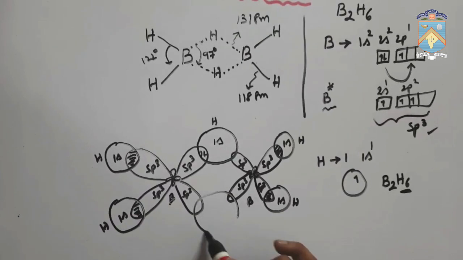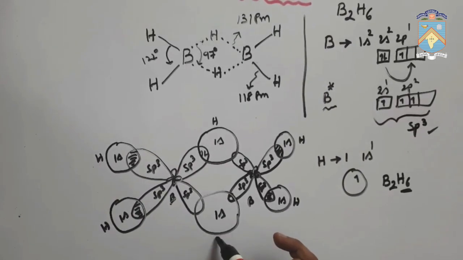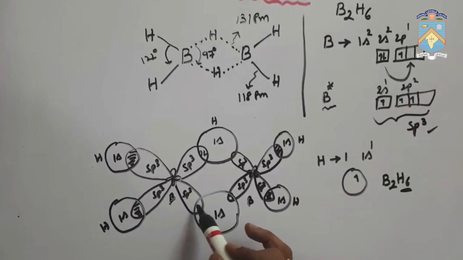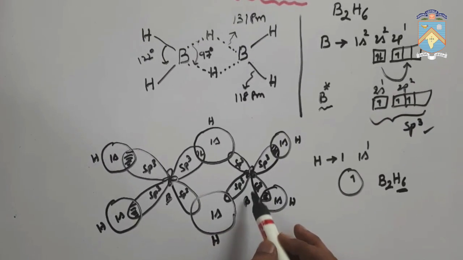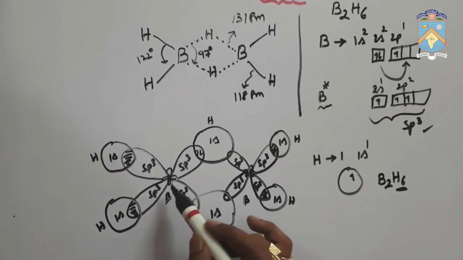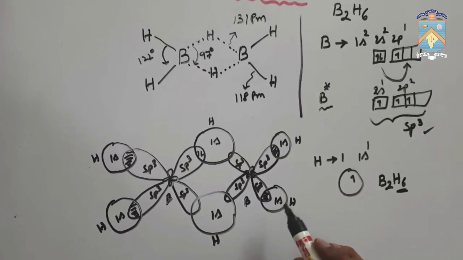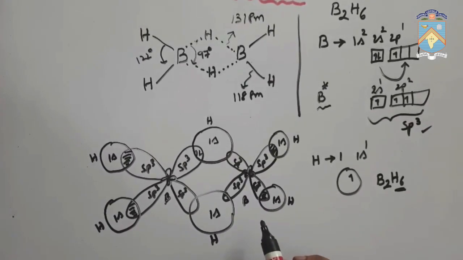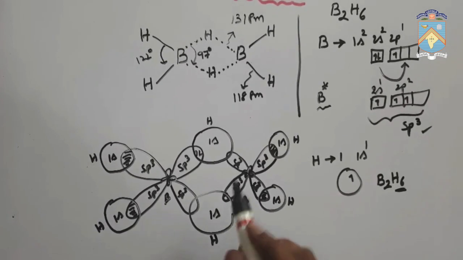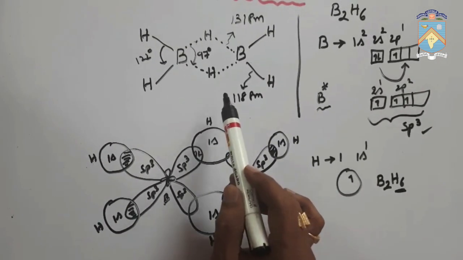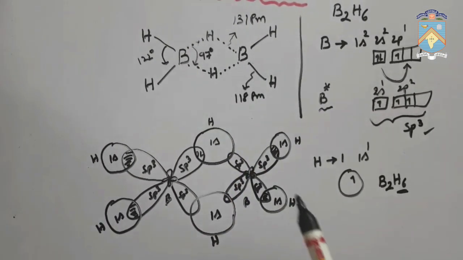So we have 2 such type of banana bonds in diborane. So let us focus on the 1s orbital of hydrogen overlapping with empty orbital of one boron and half-filled sp3 hybrid orbital of another boron, forming another BHB bond. So this is the explanation offered by orbital theory for the experimentally observed structure of diborane.